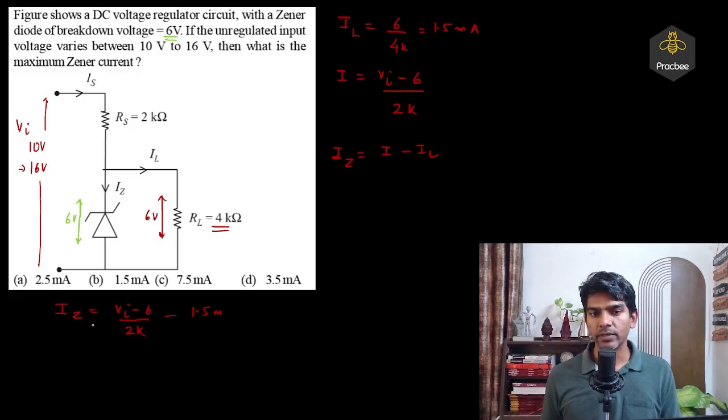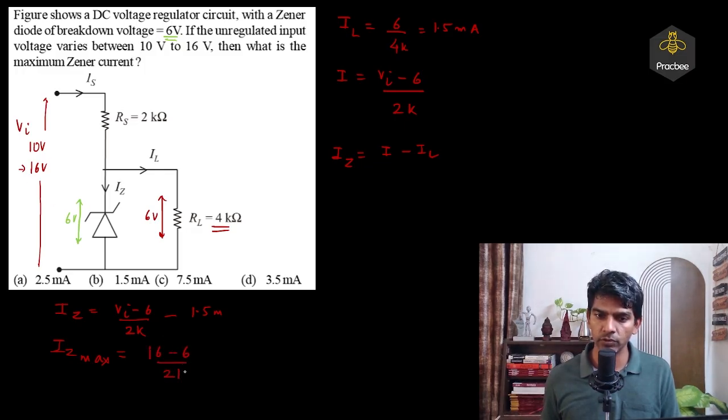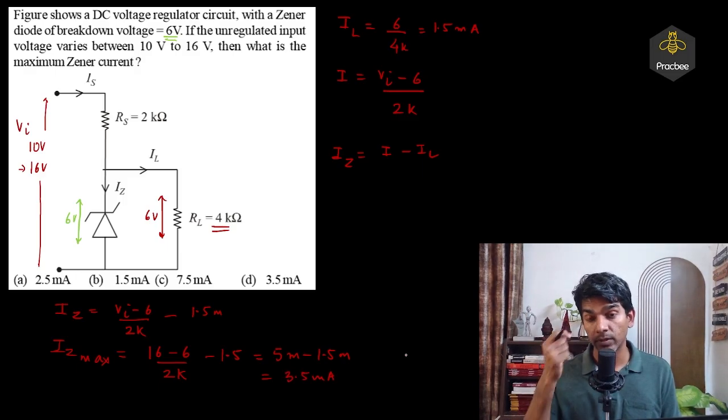Now we want to maximize the Zener current. So Zener current will be maximum when the input voltage is maximum. So IZ max will be, the maximum value of input voltage is 16. So (16 minus 6) divided by 2 kilo, minus 1.5. So that will be 5 milli minus 1.5 milli. So this comes out to be 3.5 milliampere. Right. So this is the first type of problem which can be asked in JEE Mains.